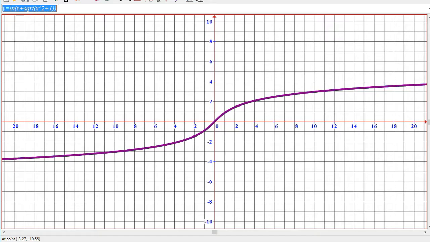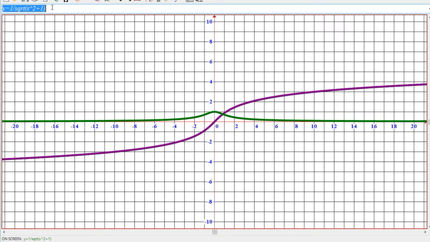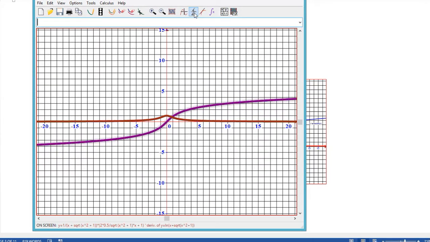You can also check it in Graphmatica. Let's see. y equals 1 divided by the square root of x squared plus 1, was it? Was that the right thing? Yes. And then we graph that, but we can also click on this function here, select this function, and there's a find derivative button up here, right here.